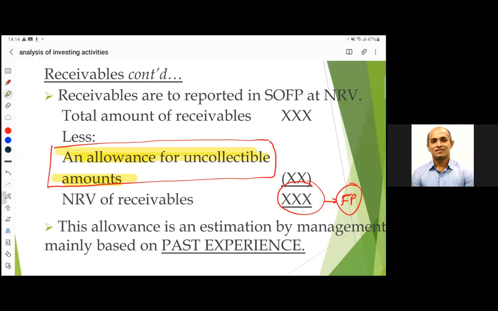Now, what you have to do is look at the provision and see whether it is enough, because the company can manipulate the provision and make a higher profit. The lower the provision for doubtful debt, the higher the profit. So when you analyze receivables, you have to see whether the company has made adequate provision for uncollectible receivables.